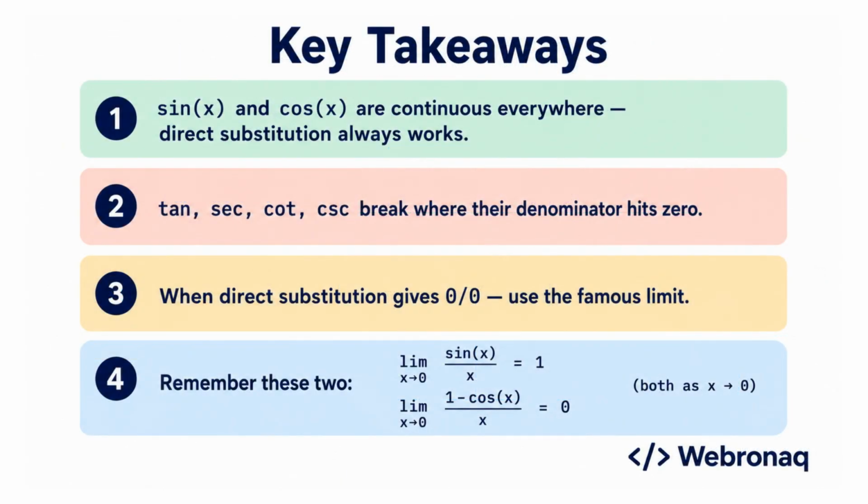Alright, let's quickly recap what we covered. 1. Sine and cosine are continuous at every real number. No exceptions, no breaks. Direct substitution always works. 2. Tangent, secant, cotangent, and cosecant are not continuous everywhere. They break wherever their denominator becomes 0. Tangent and secant break at odd multiples of pi over 2. Cotangent and cosecant break at integer multiples of pi. 3. When direct substitution gives you 0 over 0, that's not a dead end. That's your signal to use the famous trig limits. 4. Keep these two formulas locked in your memory. The limit of sine of x over x equals 1, and the limit of 1 minus cos of x over x equals 0, both as x approaches 0. These two will save you in countless problems ahead.